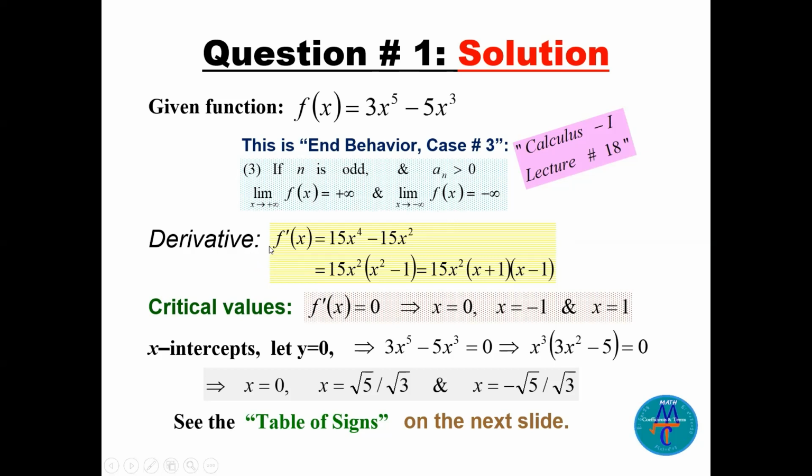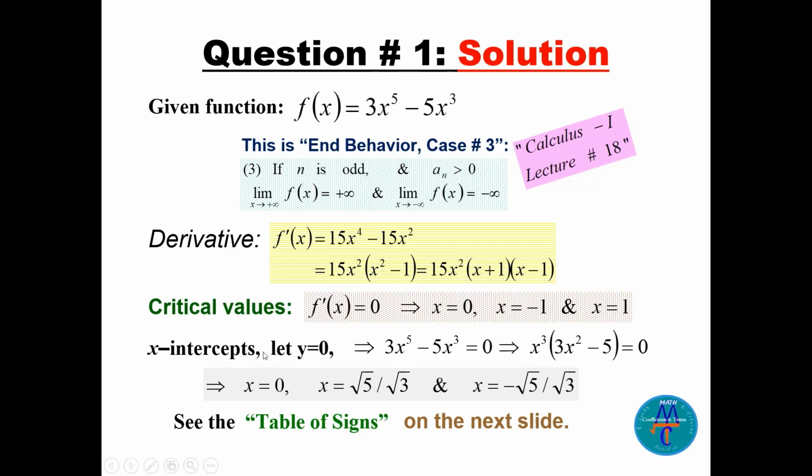Let's find the derivative f prime. You can see all this in lecture number 18 of Calculus 1. So f'(x) will be 15x^4, as you know, power rule here, minus 15x^2. So we take 15x^2 as a common factor. Then inside we have x^2 - 1, which we can factor more. So we find the critical values. Critical values occur when f' is equal to 0. So x can be 0, -1, or 1.